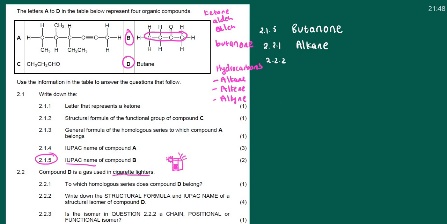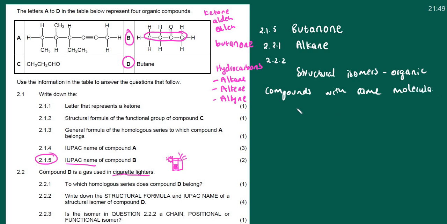If you can remember, in terms of isomers, we have structural isomers. What are structural isomers? Remember that these are organic compounds with the same molecular formula but different structural formula. I want you to analyze that statement. Organic compounds with the same molecular formula but different structural formula. Those are your structural isomers.